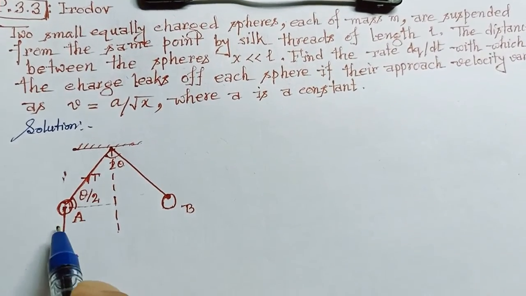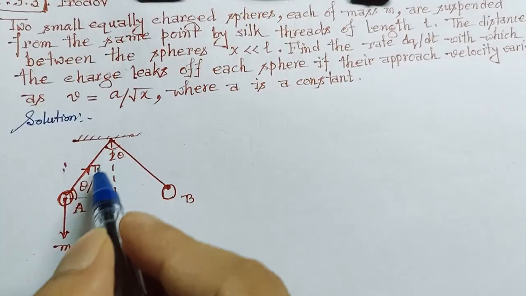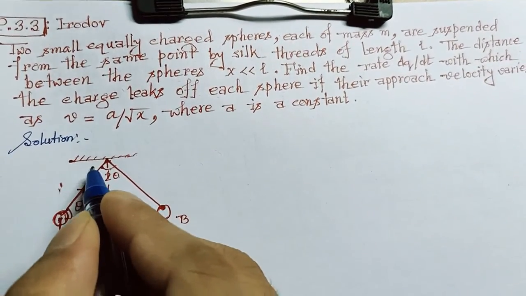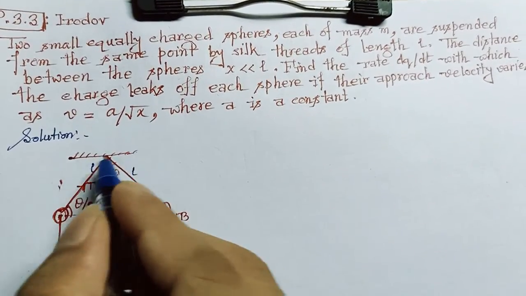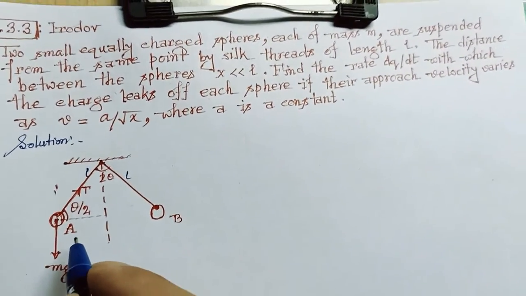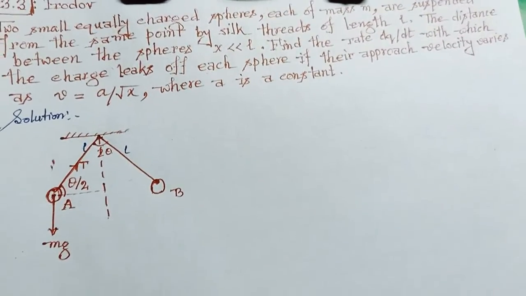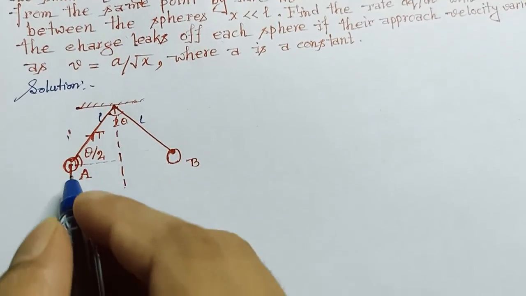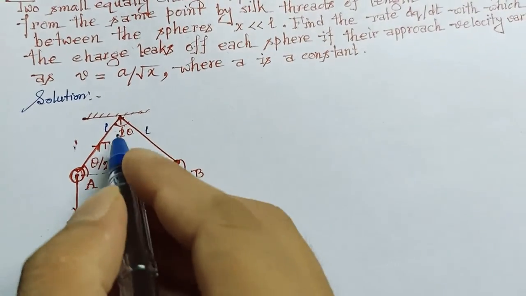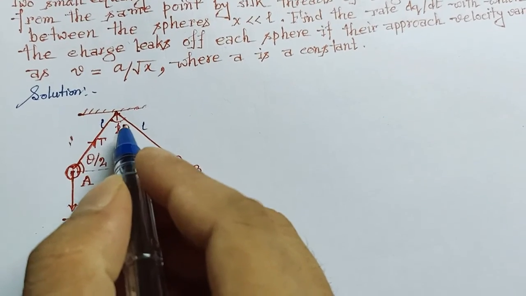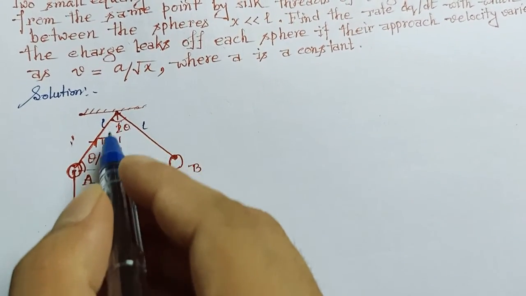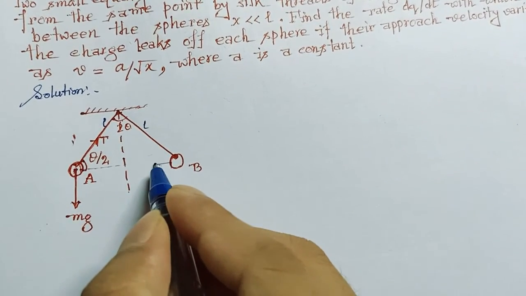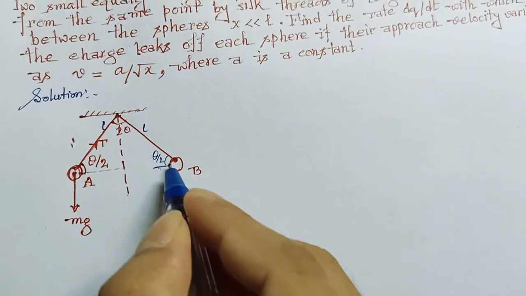There are two spheres, A and B, which are hanging by two threads of equal length L. This is the length of the threads L, and this is the support. As it is given that the mass of each sphere is m, its weight mg will act downward. This makes a total angle 2 theta, so the half angle will be theta by 2, and on this side it will also be theta by 2.